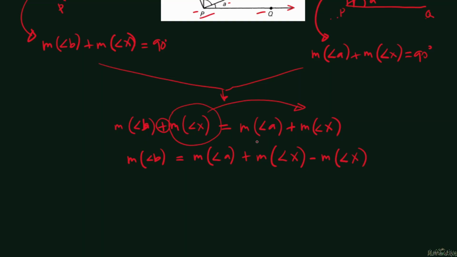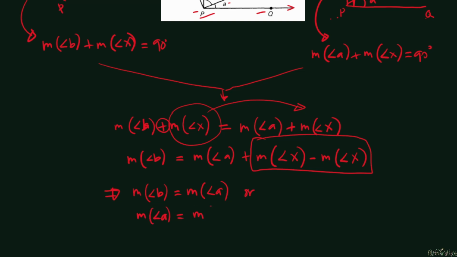So these two will be subtracted. So we have the measure of angle B equal to the measure of angle A. Or you can write it as measure of angle A equal to the measure of angle B. So this proves the statement.